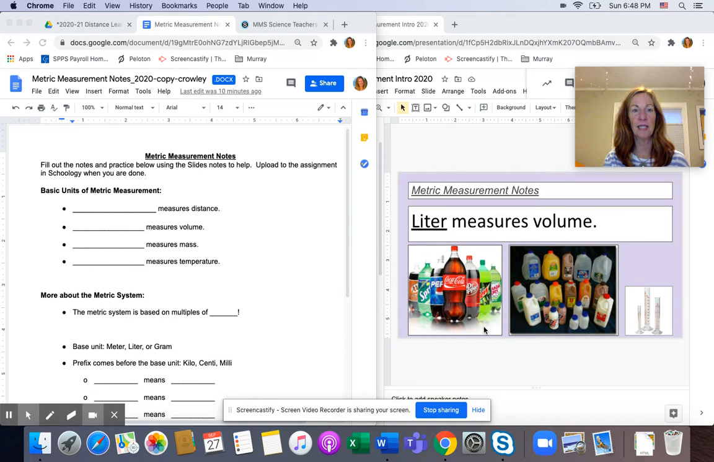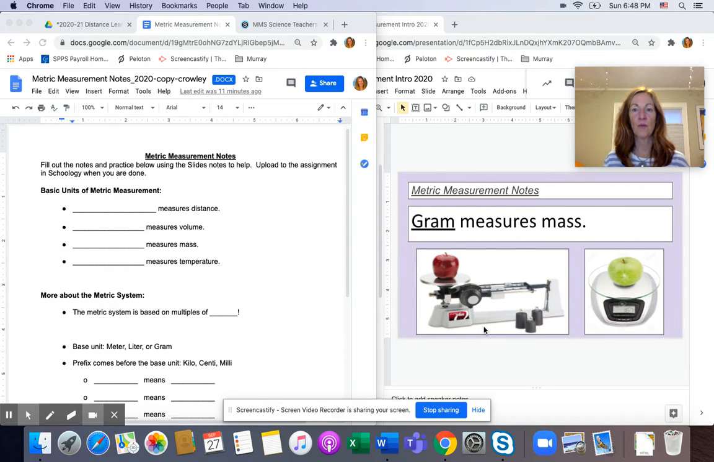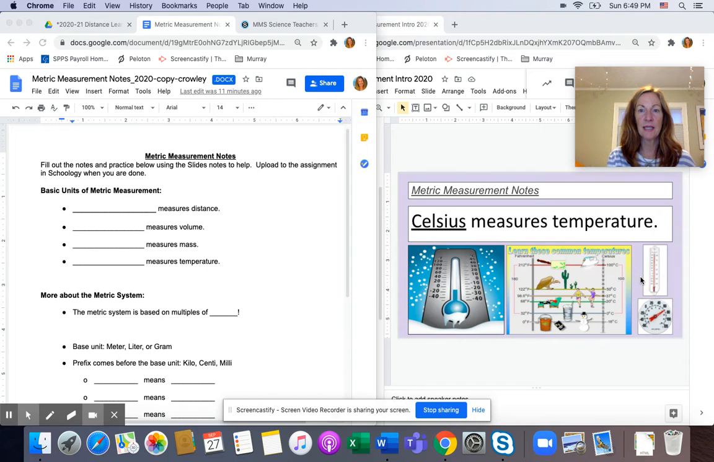So we have meters, liters, and then grams measure mass, so much matter in an object, which we're going to get to. But first, this is the triple beam balance that we use in science class to do measurements in grams. And then here's just a scale showing how much an apple weighs if you weigh your food. And then Celsius is going to be for temperature. So we are going to write that in our worksheet over to the left.